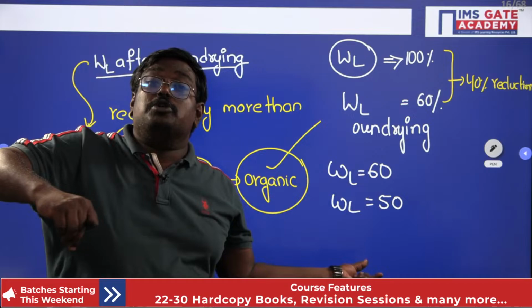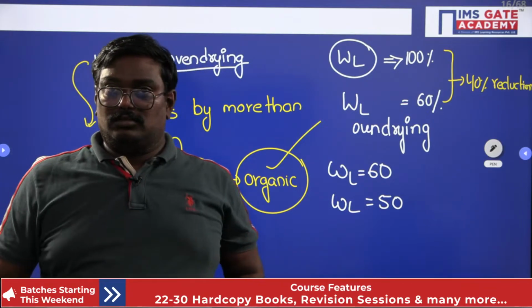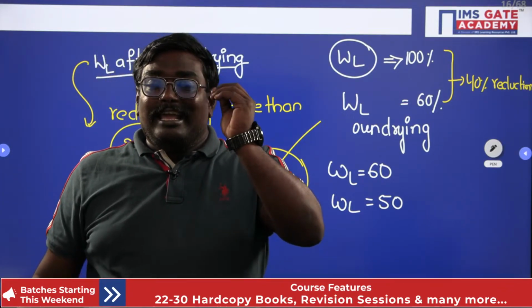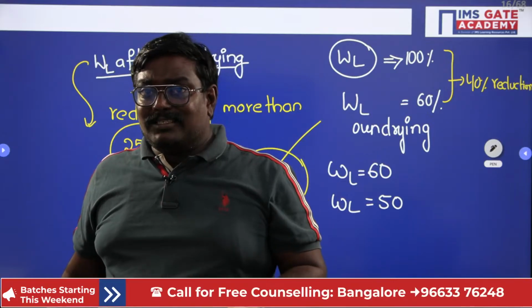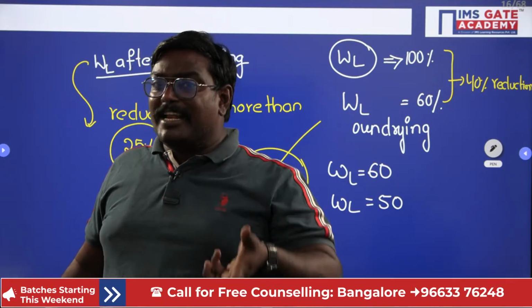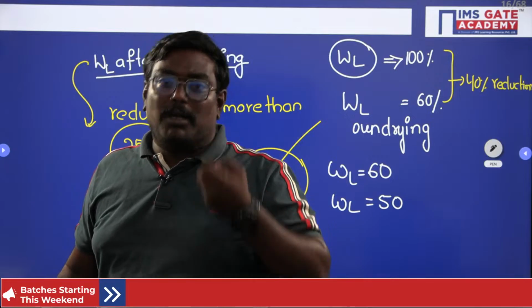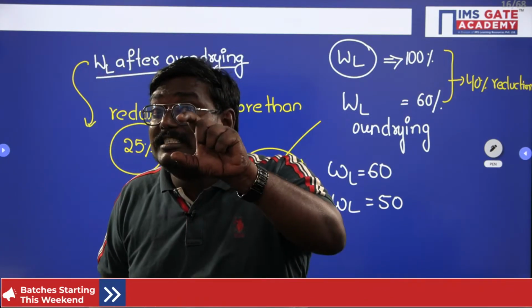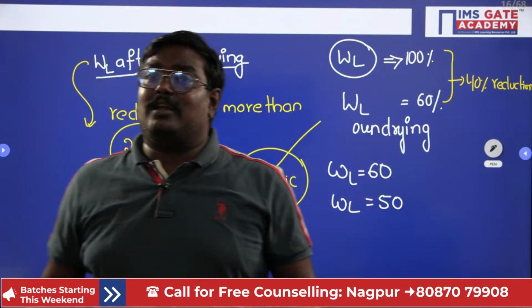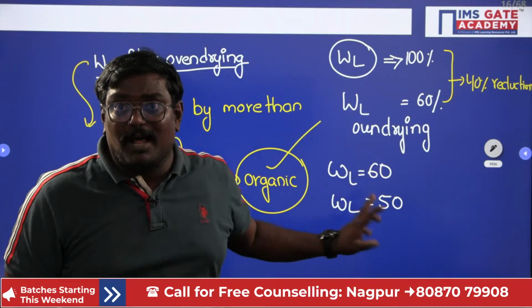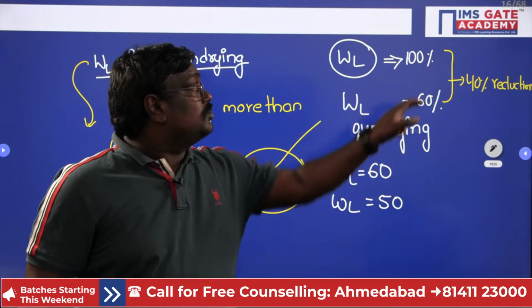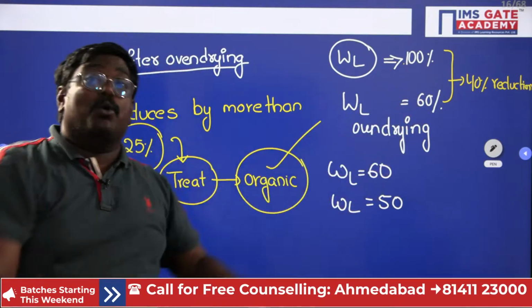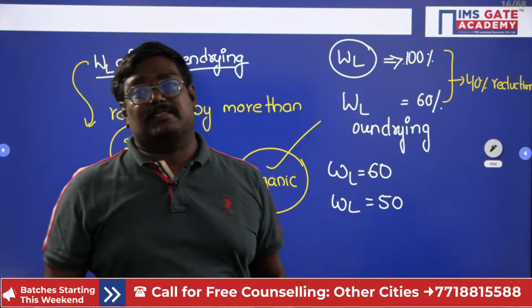See, you have to know what is profit and loss. Profit is selling price minus cost price, and percentage profit is profit upon the initial cost. Similarly, you have to understand the percentage reduction. That is initial minus final upon initial. So here, to have more clarity, I have taken 100%.